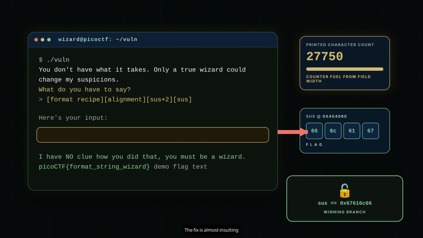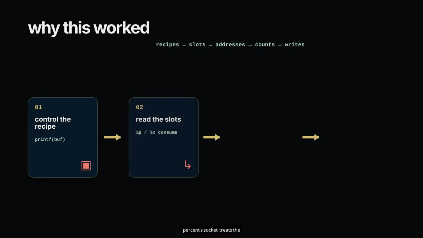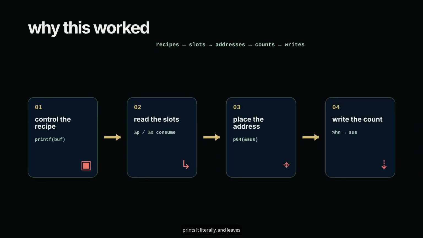The fix is almost insulting in how small it is. Never let untrusted input become the format. Replace printf(buffer) with printf("%s", buffer). Feed it the same scary input. The machine reads one fixed %s socket, treats the full string as plain data, prints it literally, and leaves sus unchanged.